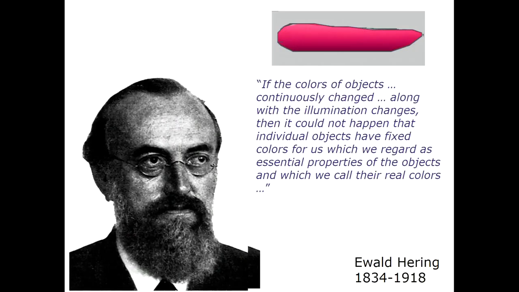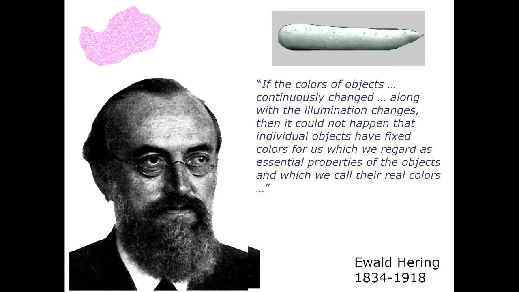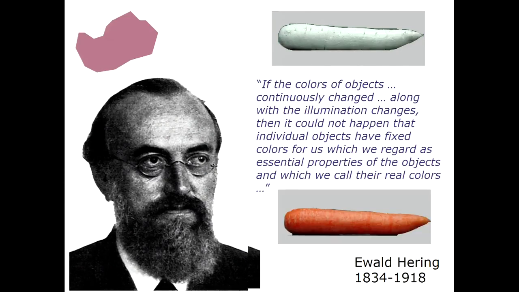If the light shining on the carrot caused the carrot to continually change its appearance, we would never be able to think of carrots as having the essential property of color. So what is this phenomenon that I've just referred to, color constancy? It is the bedrock of color perception. It is what gives color both its subjectivity and its objectivity.